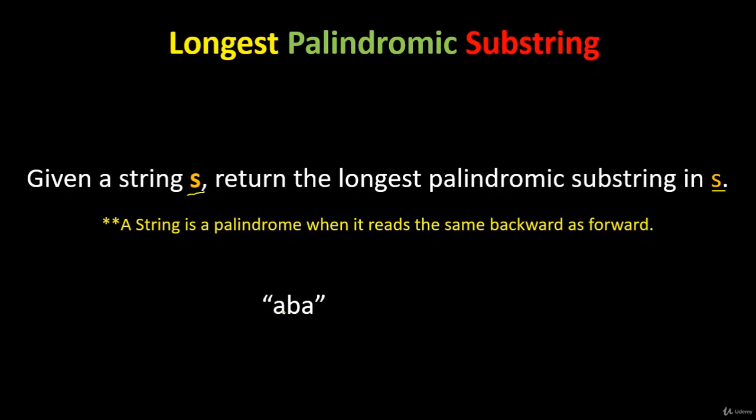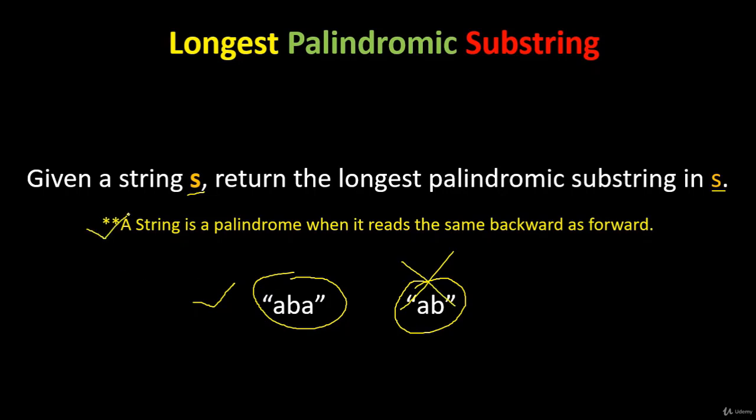For this string ABA, these strings read the same backward as forward, ABA and ABA. So this string is a palindrome string. This other string does not read the same backward as forward. Forward AB and backward BA, so they are not the same. So this string is not a palindrome. Alright guys, this is the definition of palindrome.